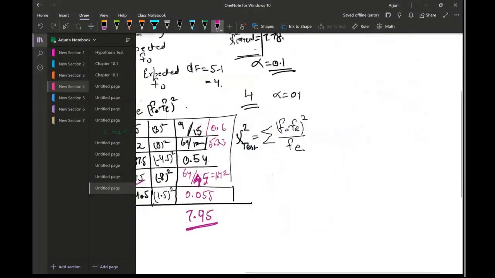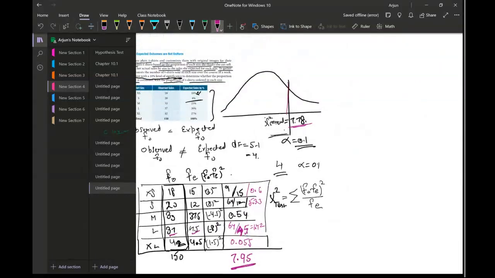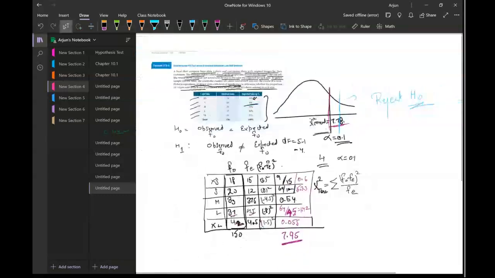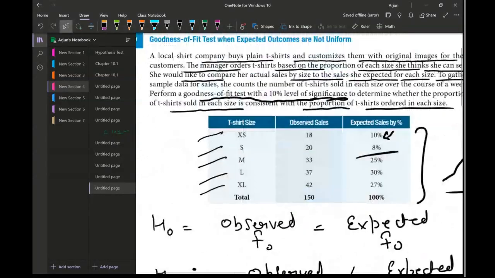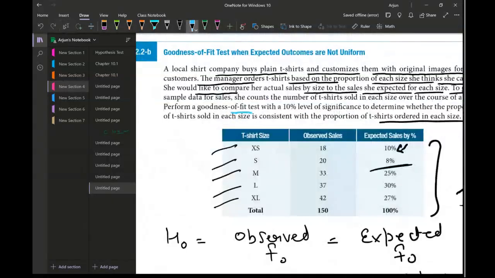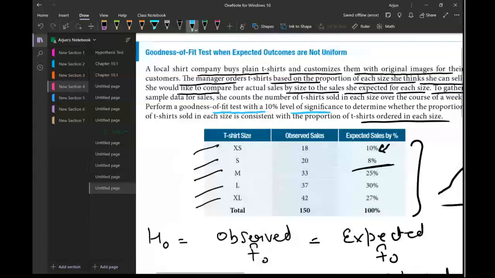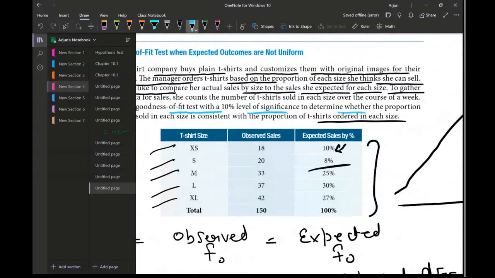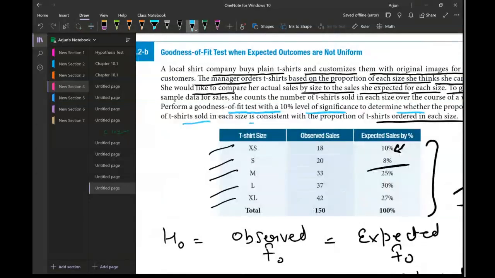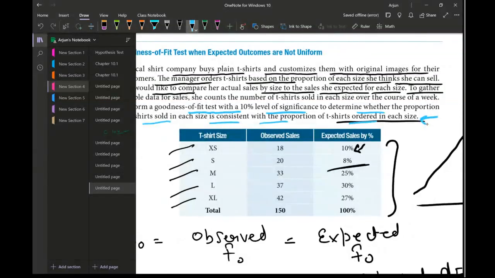So this value, where does it lie on the table? The critical value is 7.78, so 7.95 will be somewhere on this side. So you reject the null hypothesis, reject H0. If you reject the null hypothesis, you will accept the alternate hypothesis. So then what are you going to claim as the final answer? We performed the goodness of fit test at 10% level of significance to figure out that the proportion of t-shirts sold in each size is not consistent with the proportion of t-shirts ordered in each size. So not consistent. That will be your final answer.